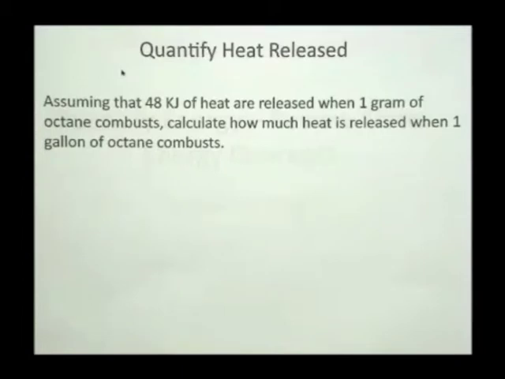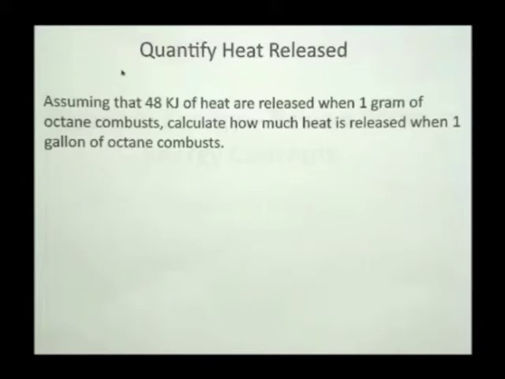So we can actually quantify how much heat is given off when you react a certain amount of matter, because the amount of energy given off is directly proportional to the amount of matter that you are combusting. So for example, if you assume that 48 kilojoules of heat are released when 1 gram of octane combusts, you can calculate how much heat is released when 1 gallon of octane combusts.